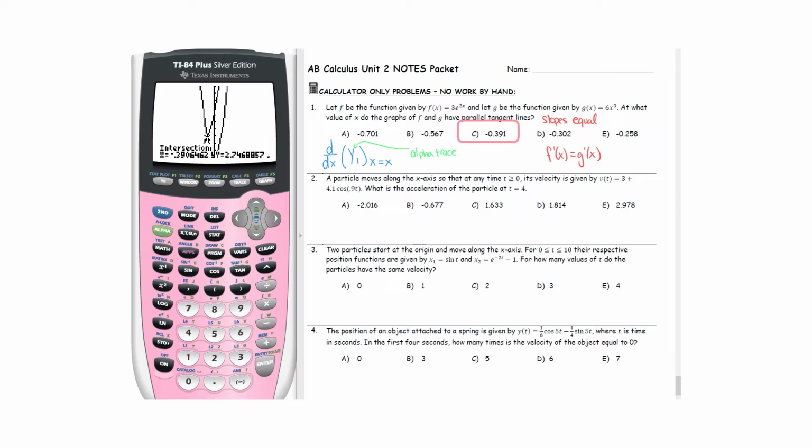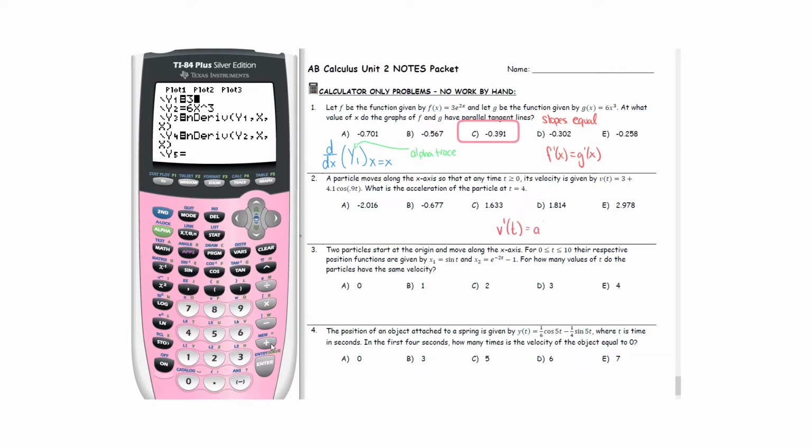All right, problem number 2. Particle moves along the x-axis, so that at any time greater than 0, its velocity is given by this. What is the acceleration? So we're given velocity, we want the acceleration at a spot. So we need the derivative of the velocity. So I'm going to go into my y equals and type in this function, 3 plus 4.1 cosine of 0.9x. Oops. And it says t in here, but our calculator is just like x's.